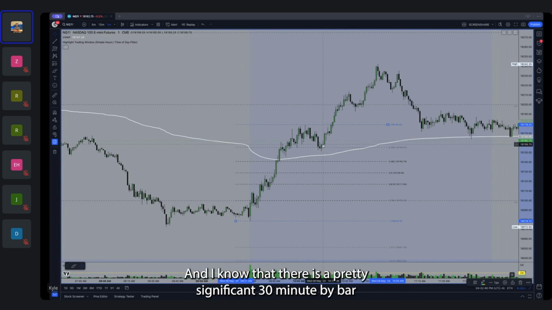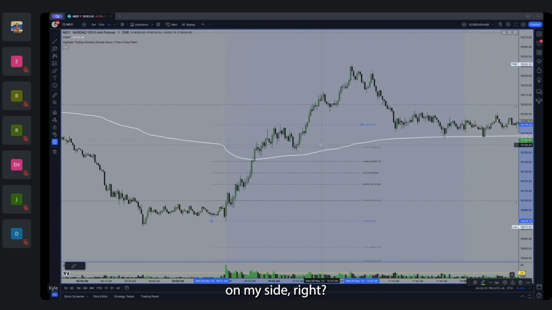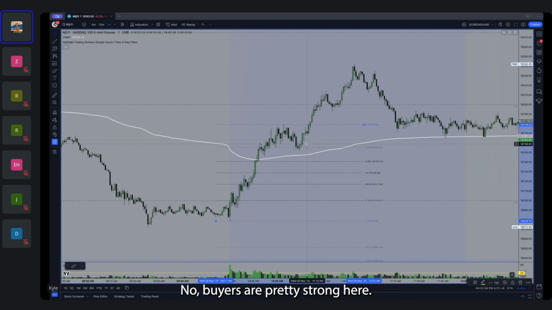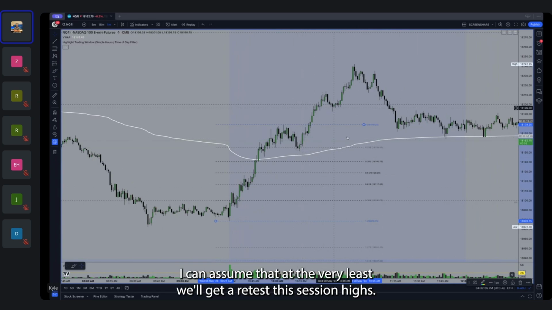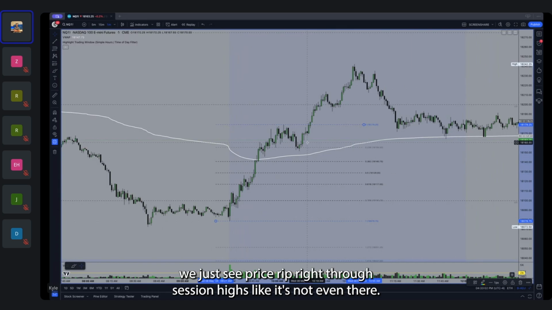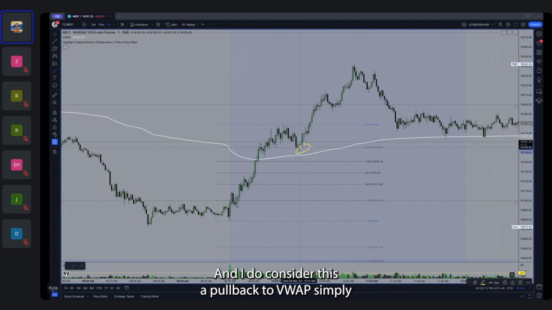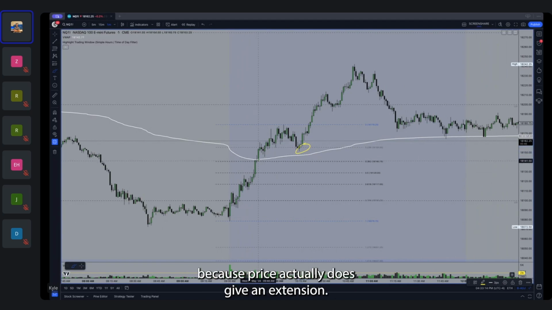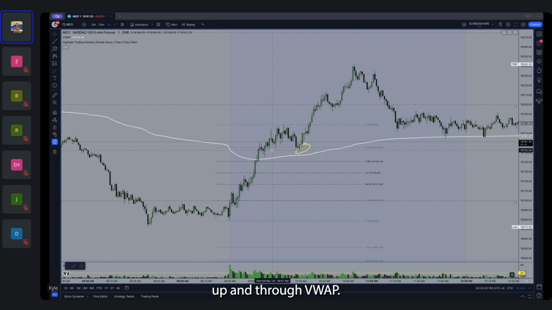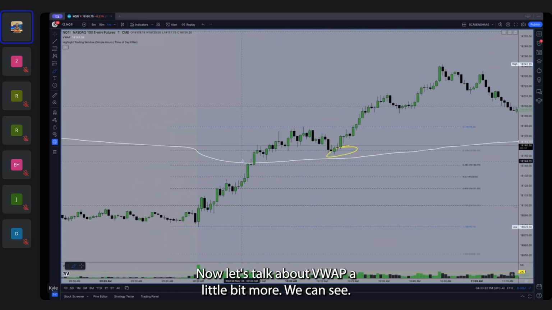And I know that there is a pretty significant 30-minute buy bar that is now on my side, right? Buyers are pretty strong here. So reasonably, I can assume that at the very least, we'll get a retest of session highs, and we just see price rip right through session highs. Like it's not even there. And so I love this opportunity. This is really nice. And I do consider this a pullback to VWAP simply because price actually does give an extension move up and through VWAP. Now let's talk about VWAP a little bit more.